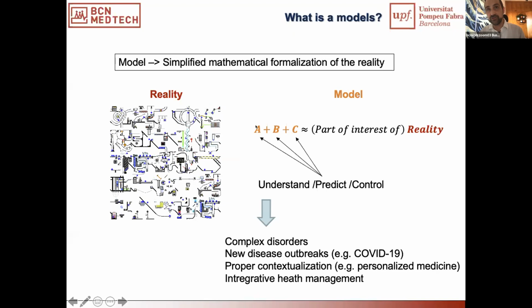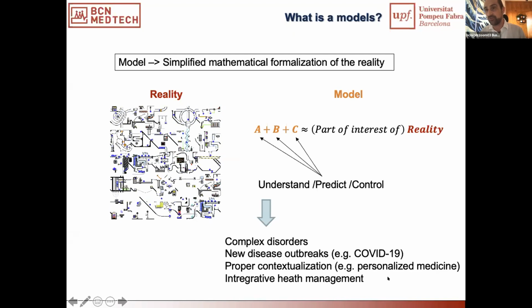And if we understand and control these factors, then we can understand, predict, and control that part of reality that we are modeling mathematically. So it allows, of course, to better understand, predict, or control complex disorders. It allows us to understand, predict, and control new disease outbreaks, and we've seen an example with COVID-19 in the last month and year.